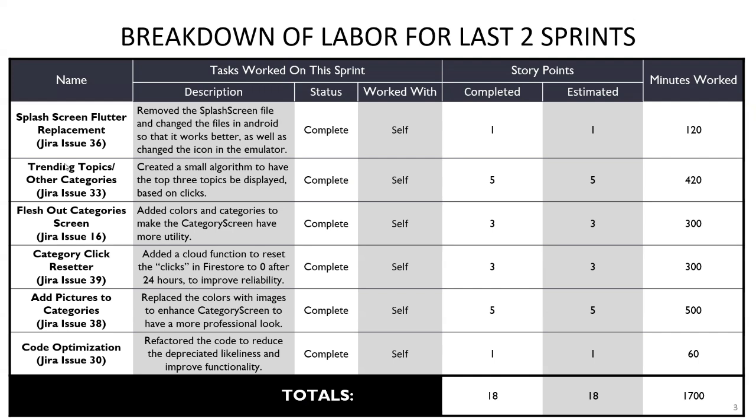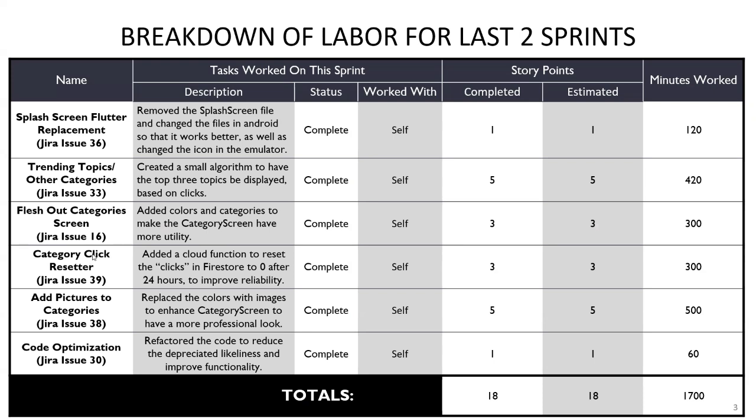I also created a trending topics and other categories section, with a small algorithm to display the top 3 topics. Originally, it was made with colors, but it didn't look very good. So now it's going to be using pictures, which is issue 28 down here. I also created more category screens and gave them more utility, which kind of goes with the previous task.